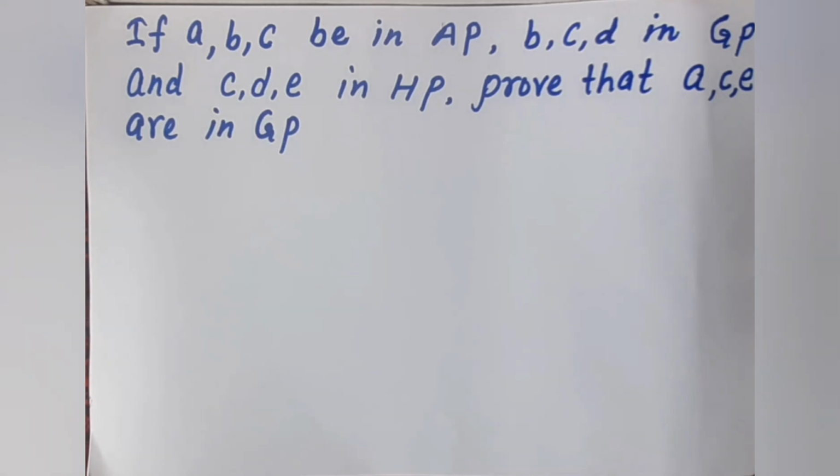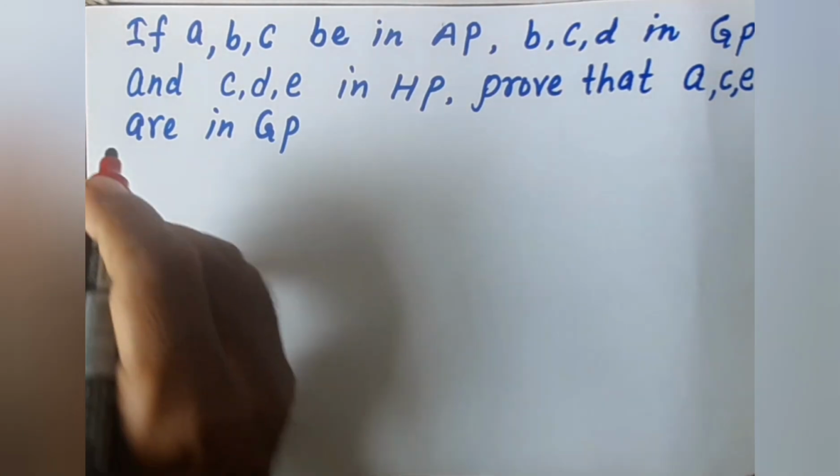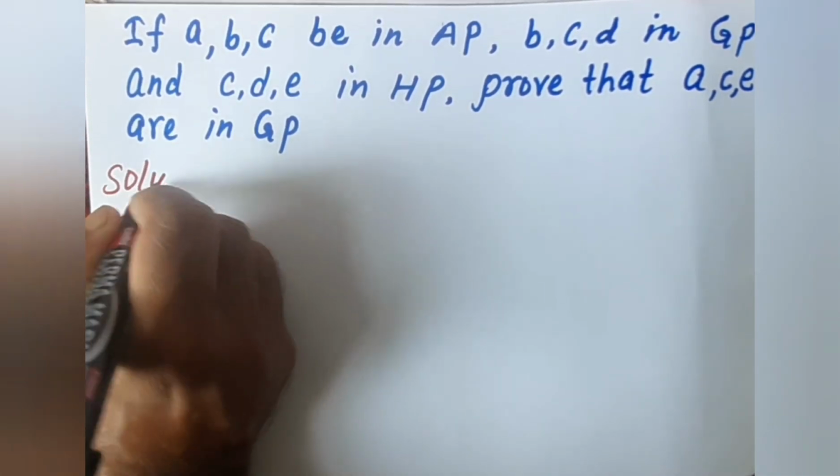If A, B, C be in AP, B, C, D in GP and C, D, E in HP, now we have to prove that A, C, E are in GP. So we have to prove this one: A, C, E are in GP. So see this solution.